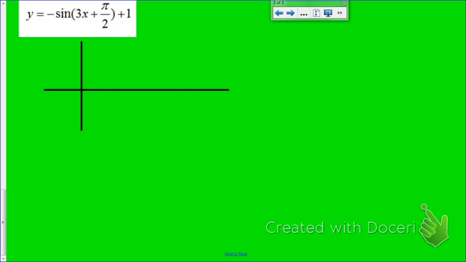So the first thing I want to find is my amplitude. In this case, there's no number in front. That amplitude is going to be 1. But again, this is still reflected because of that negative.